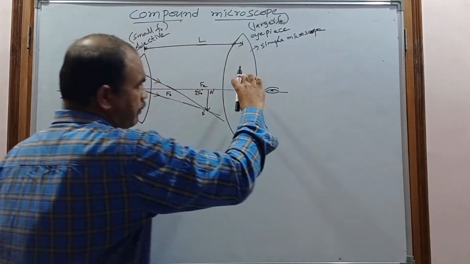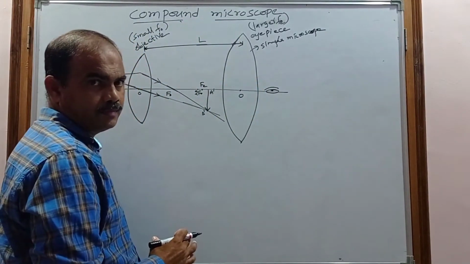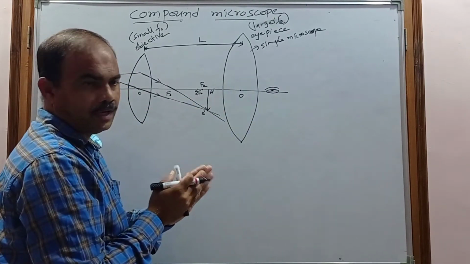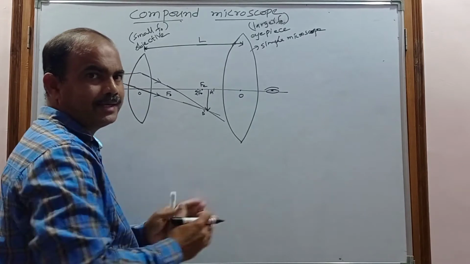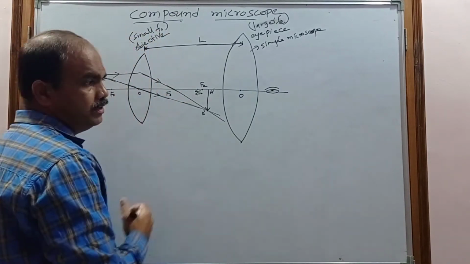So that's why it can form the image behind the lens, and that will be virtual, erect, and magnified. Now how it can be formed, I am going to draw the diagram.